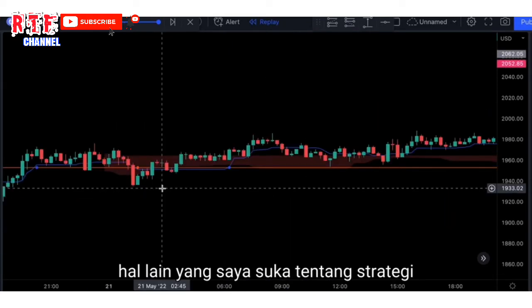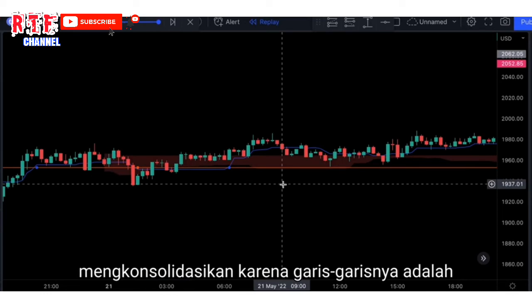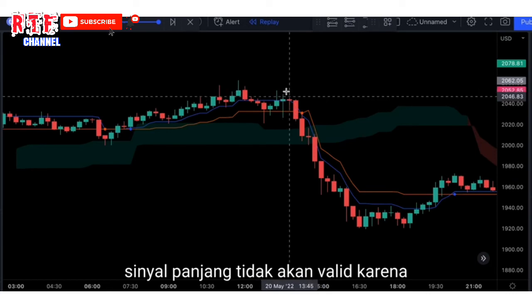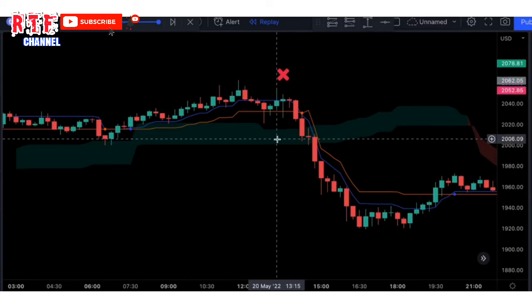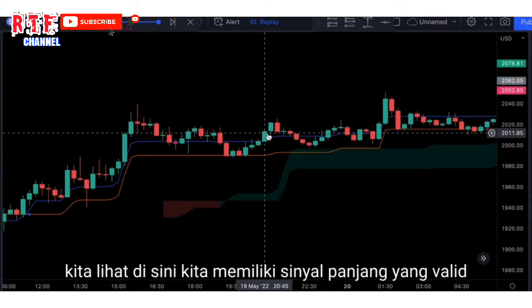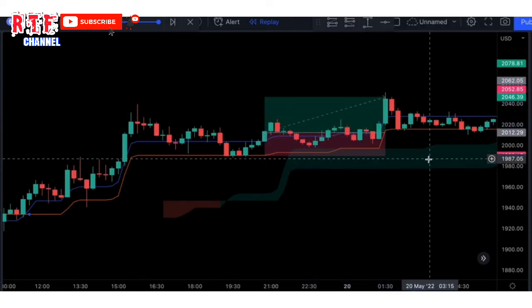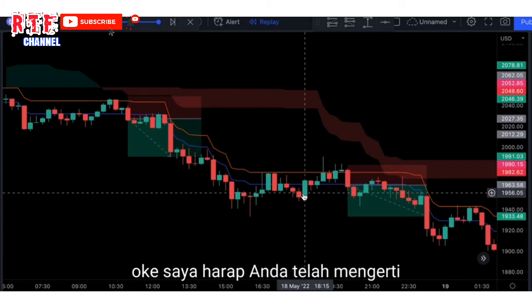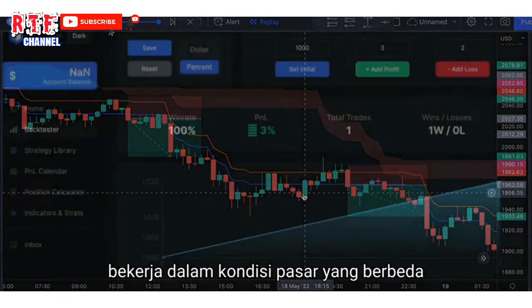Another thing I like about the strategy is that 99% of the time you wouldn't take any trades when the market is consolidating, because the lines are either touching the cloud or the price is not making a pullback. We see this long signal wouldn't be valid because the price didn't close below the orange line. We see here we have a valid long signal. Also take a look at these two short signals, they were absolutely perfect. Okay, I hope you have understood the rules, so let's actually do our backtesting and see how well the strategy works in different market conditions.